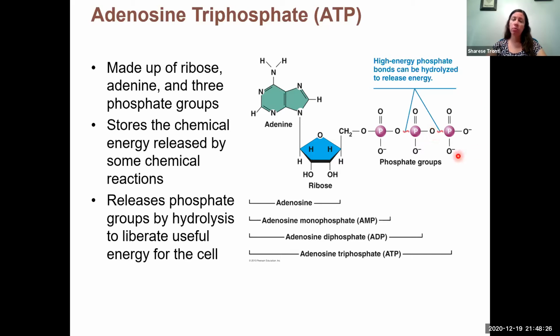Once we remove one of these phosphate groups, that's going to leave us with just 2 phosphates. So it's going to become ADP, or adenosine diphosphate. You're going to see this a lot as we move forward. So make sure that you understand ATP and how it stores this energy.